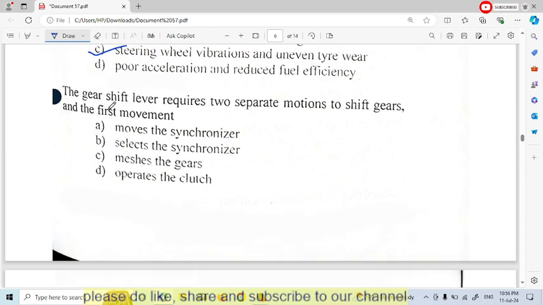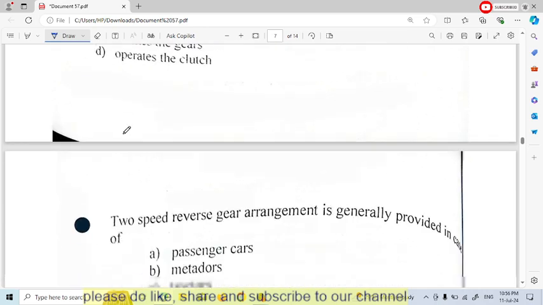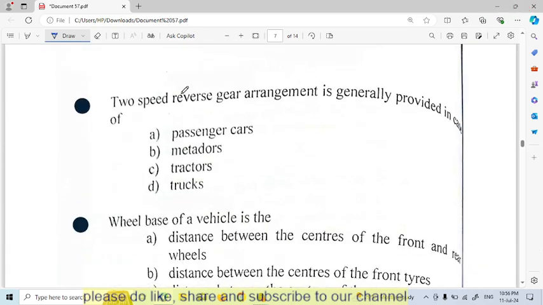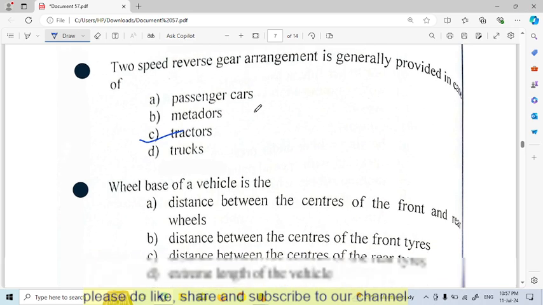Next, the gear shift lever requires two separate motions to shift gear and the fast movement. So synchronizer is the right answer. Okay. Next, a two-speed reverse gear arrangement is generally provided in the case of a tractor. Okay, in a tractor a two-speed reverse gear is arranged.